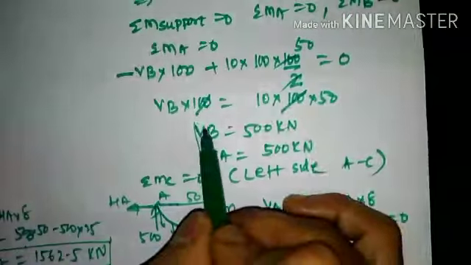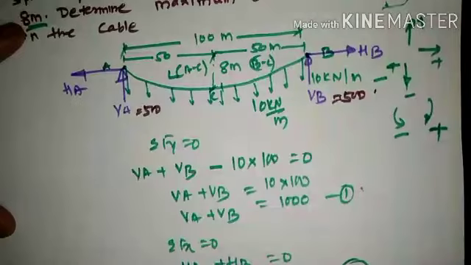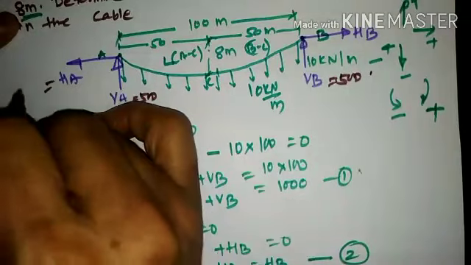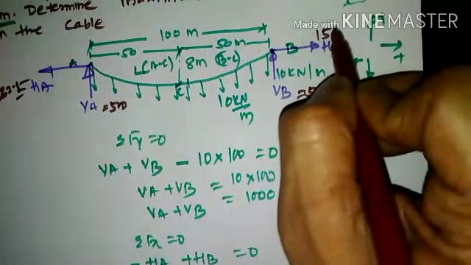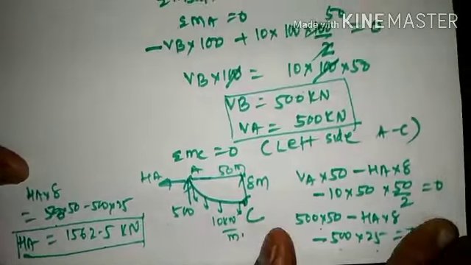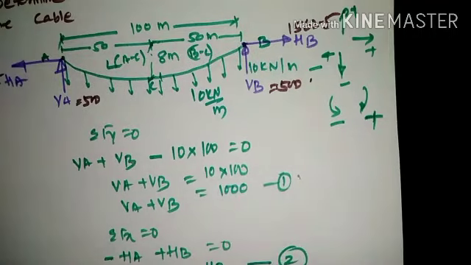VA and VB value will be 500 kilonewton each. So this particular value is being calculated as 1562.5, and this value is also 1562.5, which is nothing but HA is equal to HB. So both the reaction components will be same, which will be 1562.5. So these are nothing but the values related to the support condition.